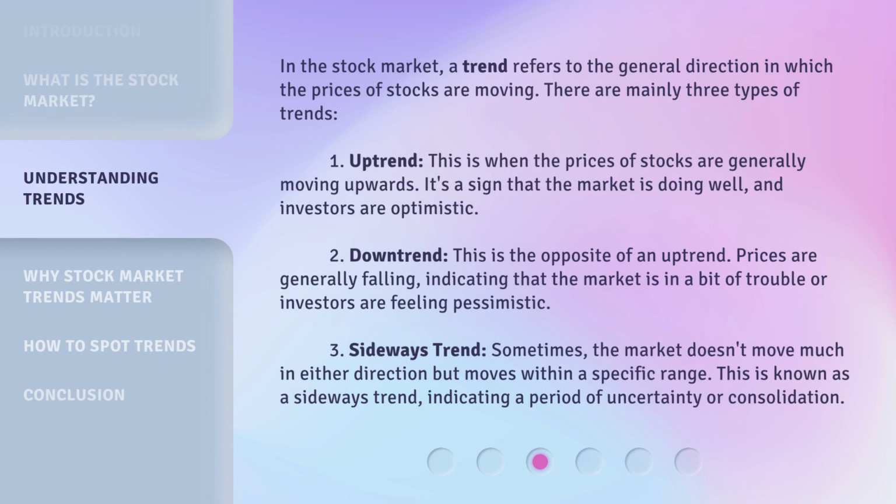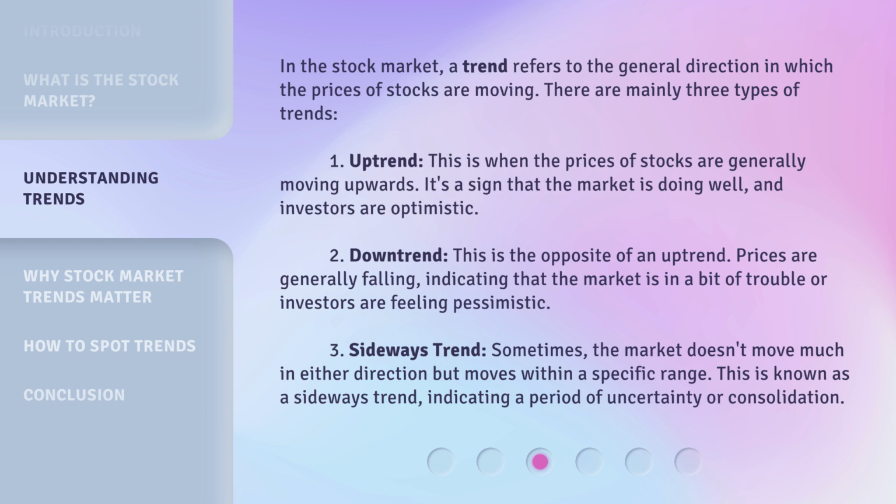In the stock market, a trend refers to the general direction in which the prices of stocks are moving. There are mainly three types of trends. 1. Uptrend. This is when the prices of stocks are generally moving upwards. It's a sign that the market is doing well, and investors are optimistic.